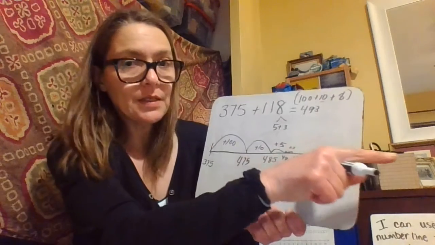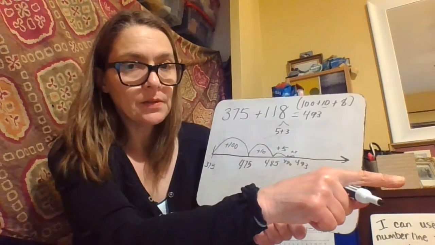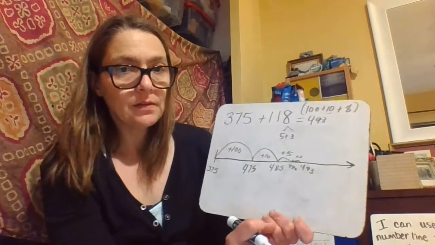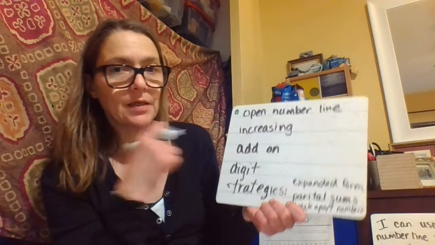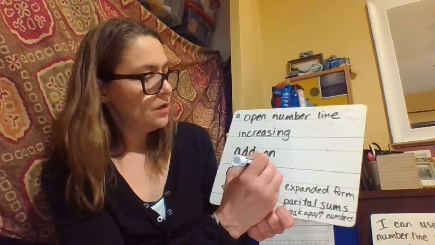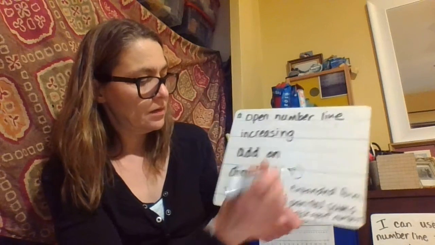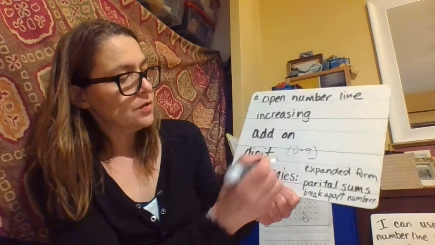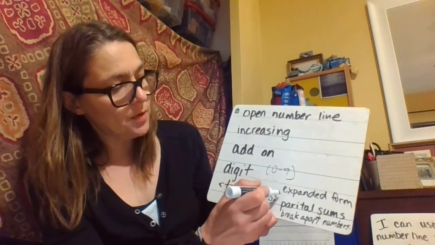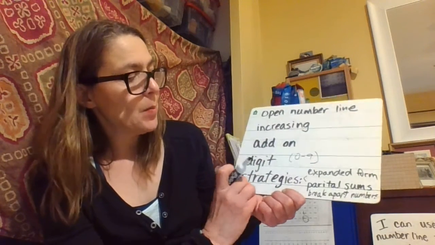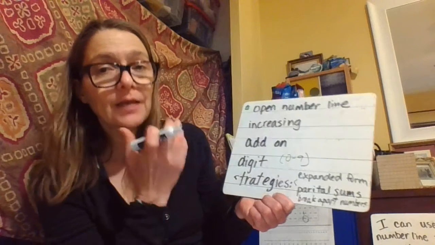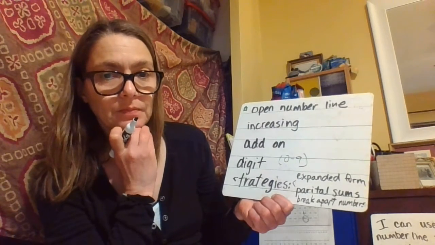So remember, increasing number line goes that way, right? You're adding on. Let's get those words back up here. You're adding on, you're making it bigger. Your digits are any numerals 0 to 9. And your strategies you're using could be the expanded form and the partial sums. Those are similar, those are connected. And the break apart or the break apart numbers.